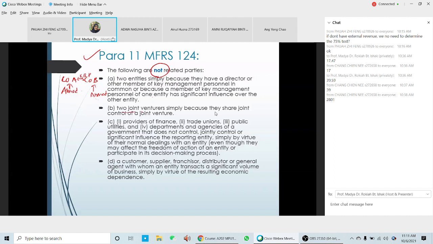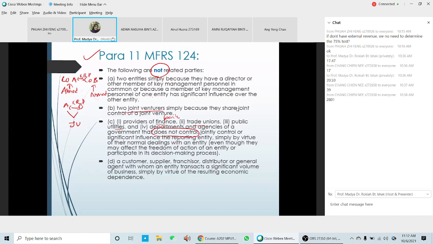The second one is two joint venturers simply because they share joint control together. Remember that A and B come up with a JV. A and B are not related parties. Provider of finance, for example a bank, is not a related party. Trade union, public utility, department or agency of a government that does not control. Does not control means that they do not control, they are only a department, a government department. They do not control, jointly control or have significant influence over the reporting entity.